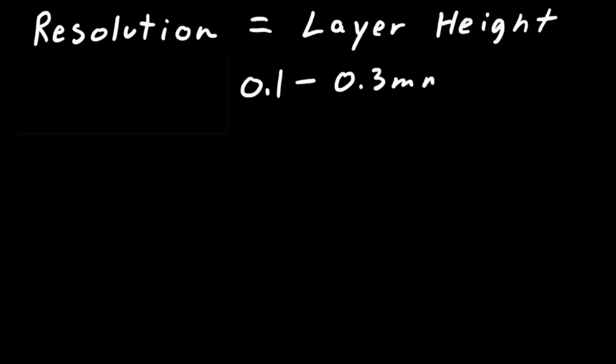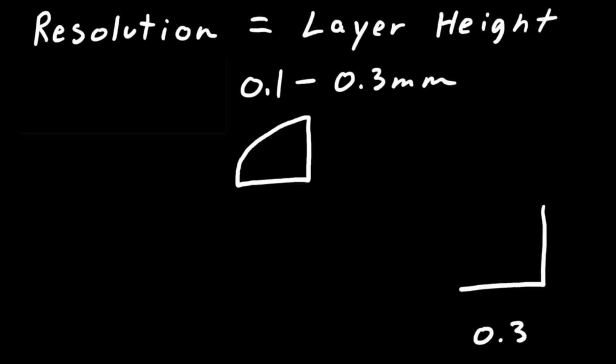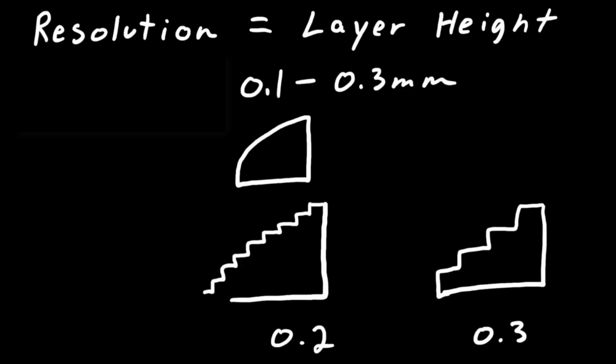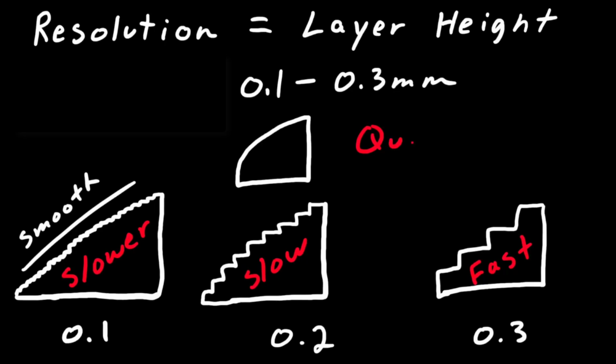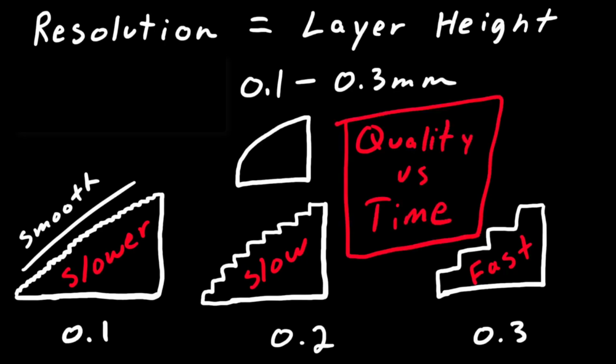The slicer will also ask for the resolution you want. In 3D printing, resolution refers to layer height, the thickness of each layer measured in the vertical or Z direction. Most objects are printed between 0.1 and 0.3 millimeters. Let's say you're trying to print this model. With a 0.3 millimeter resolution, you're going to have more pronounced layers than you would with a 0.2 or 0.1, with 0.1 being the smoothest, but also taking the longest to print. Just as in life, there's always a trade-off here, and the trade-off is between quality and time.